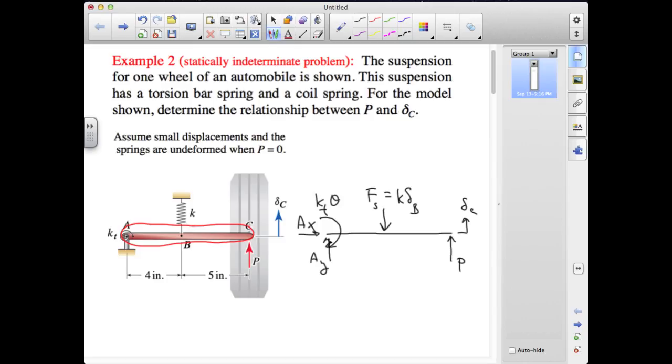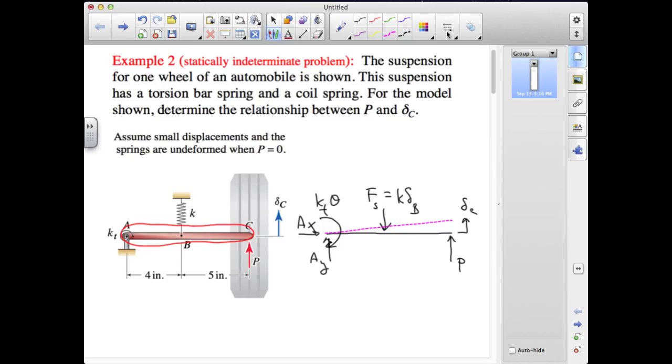Now, what's going to make this possible is that we're assuming small displacements, and we're going to treat this lower control arm as rigid. So if we were looking at the deflected shape of this, it would end up essentially being a straight line, and that's going to give us a relationship between the deflection at B and the deflection at C, and also the rotation theta in delta C.